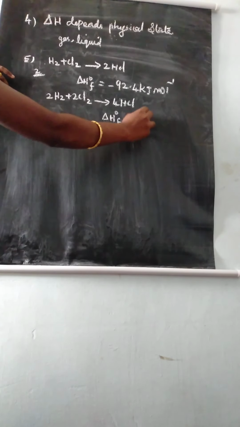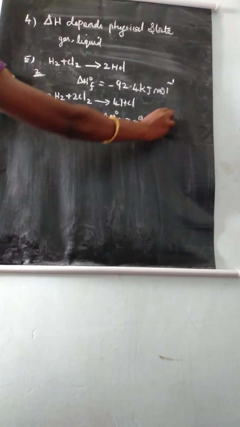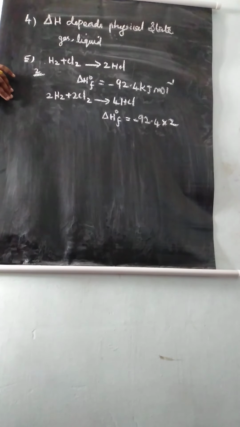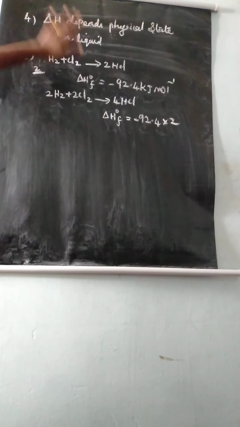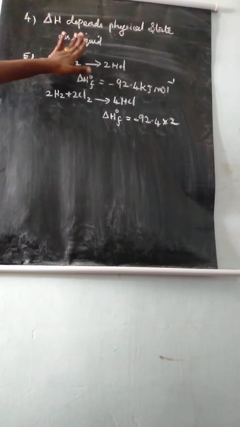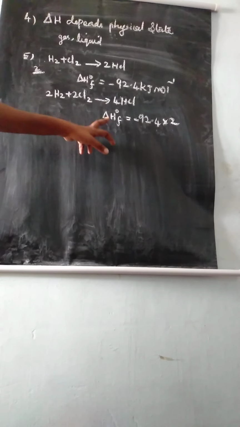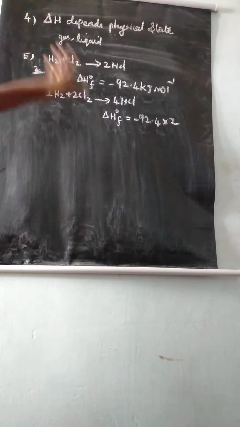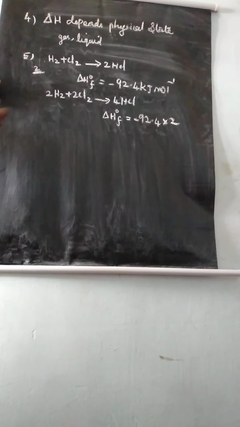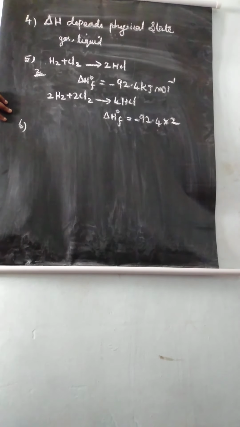So minus 92.4 into 2. This is the next point. When the thermochemical equation is multiplied throughout by a number, the delta H naught F value, the enthalpy change, is also multiplied by the same number. Understand? Then the last point, last convention.